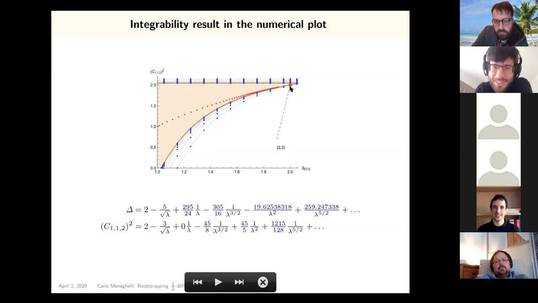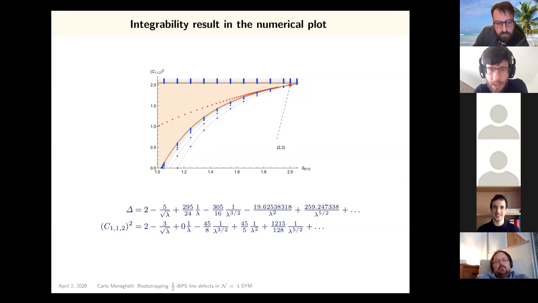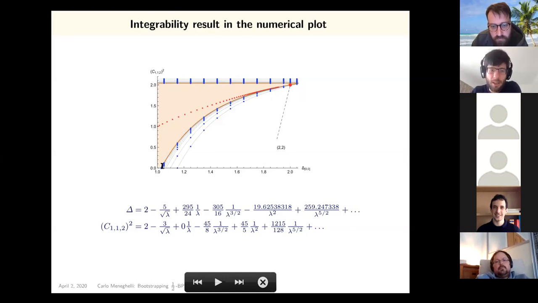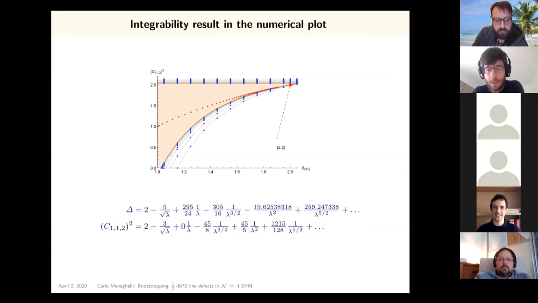What is interesting is that you can do C1 and 2 exactly, actually all the way. Here I write only the perturbative expansion, but you see that the red dots follow the lower bound for quite a while before departing from it. Of course, there is more in here. For example, N equals 4 super Yang-Mills with the gauge group SU(2) will be somewhere here, if you vary lambda.